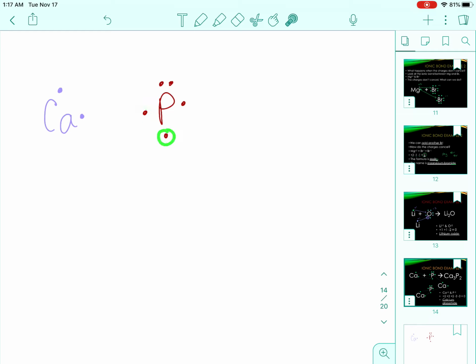It has 1 lonely electron, 1 lonely electron, and 1 lonely electron. So it needs 3 electrons. It needs 1 here, here, and here. Okay, so phosphorus needs 3 electrons, but calcium only has 2 electrons to give away. So be careful in this one, it gets a little complicated. So this electron can fill that space, and this electron can fill that space. Now that calcium is good, but phosphorus is not.